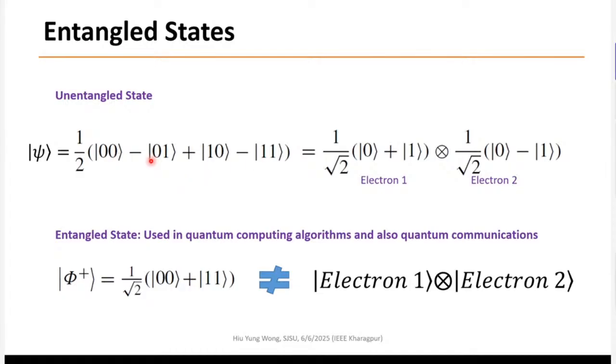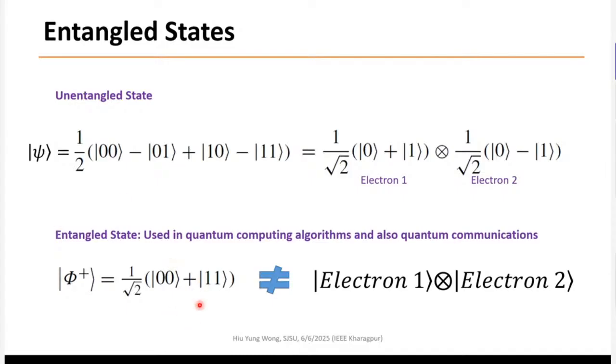Now, in this particular state, if you try to factorize it like what you do in elementary algebra, you can factorize it into 0 plus 1 times 0 minus 1. This is something called tensor products. We don't need to understand this now because that is not the purpose of this lecture. But this tensor product tells us that if I can describe electron 1 and then electron 2 individually, I basically obtain all the information of the total system. So this state is an unentangled state.